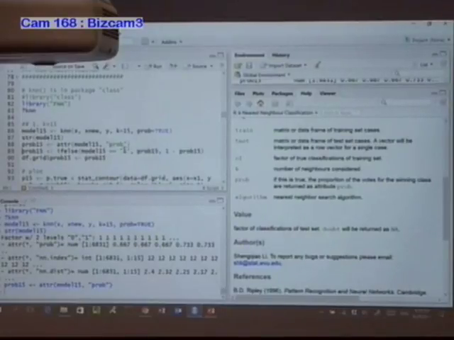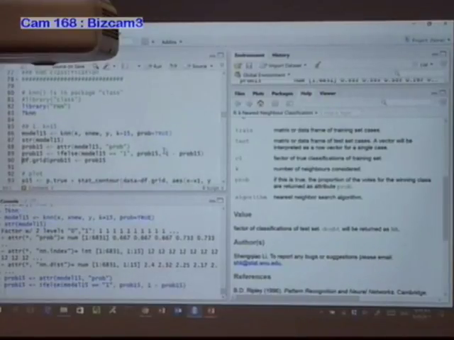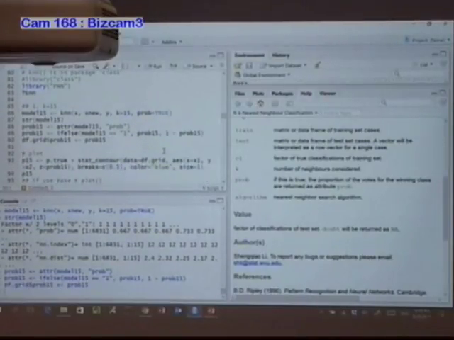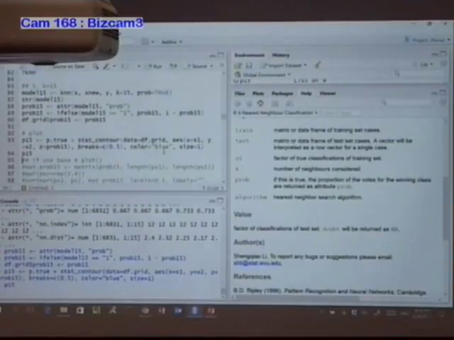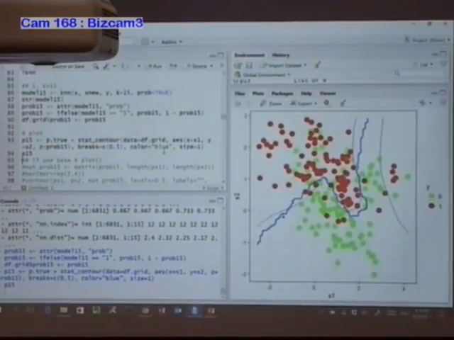So if the winning class is 1, we just keep the probability. If the winning class is 0, otherwise, we just use 1 minus, right? To flip that. That's the probability. Now we can plot. Other plots are the same thing. Now we have this thicker blue line. So that's the boundary for the k-nearest neighbor with 15 neighbors. That's the 0.5 slice. There's also an ugly surface for the probability, but that's a slice at the 0.5 level.